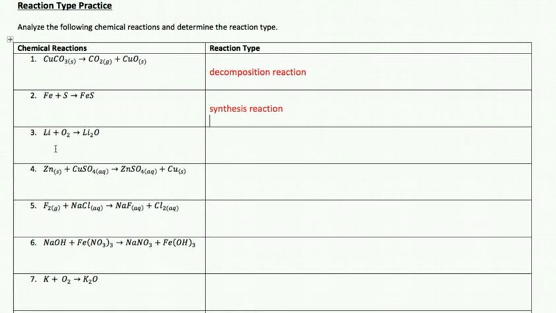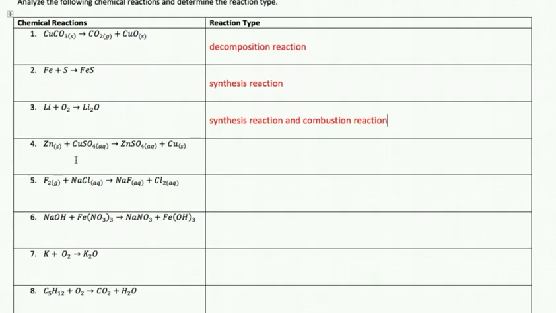Number 3, so we have lithium and oxygen makes lithium oxide. So again, we had a couple reactants, became one product. So right away, synthesis reaction. Okay, but hopefully alarm bell kind of went off and when you saw the oxygen there as one of the reactants. So again, if oxygen's on the left side, okay, that is a combustion reaction as well. So to get full marks for something like that, you need to write both of the reactions.